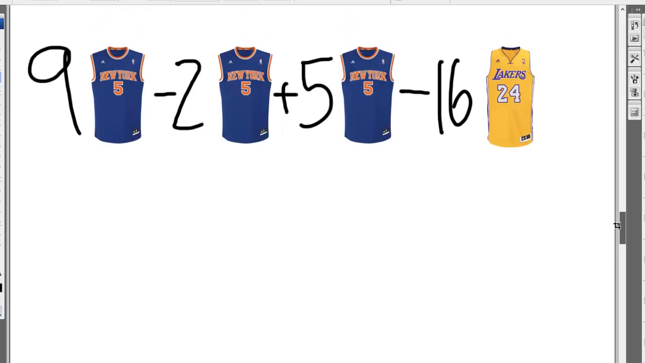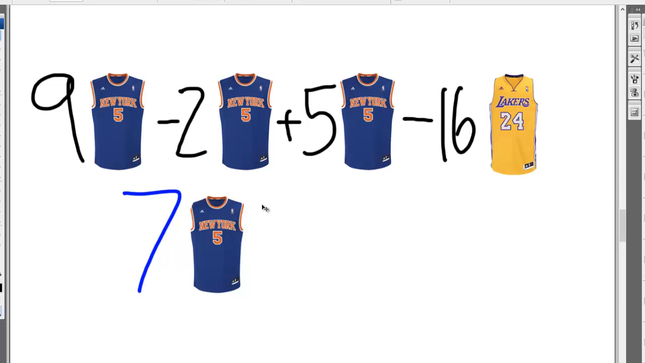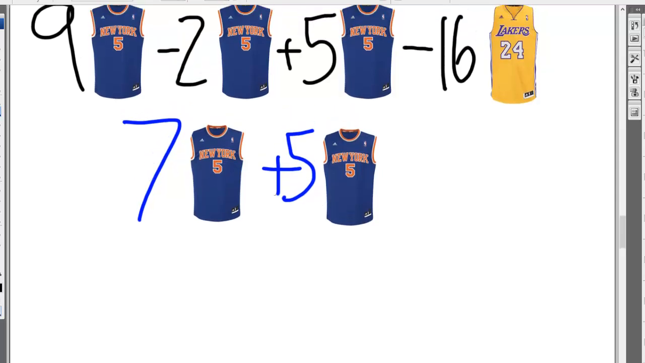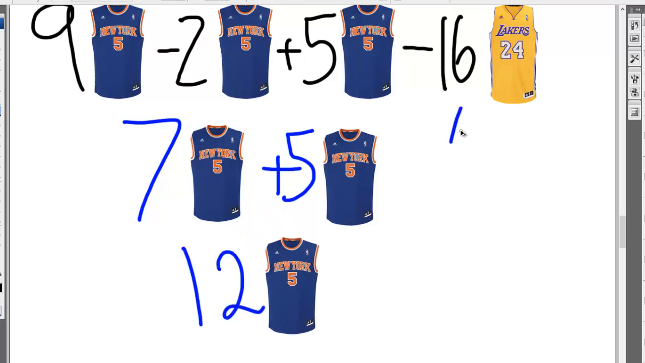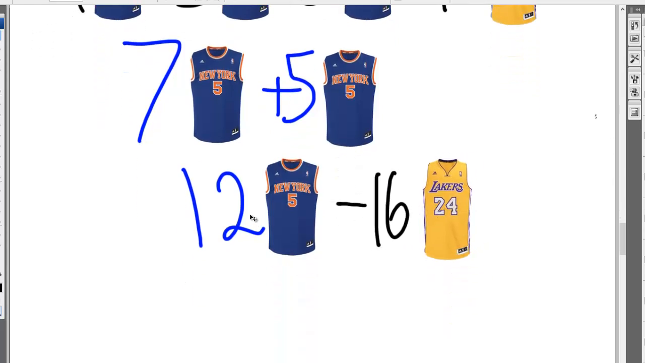So let's keep going. Oh, here we have 4 terms. So I see 9 Knicks, negative 2 Knicks, plus 5 Knicks, and negative 16 Lakers. We got 7, and what we'll do is we will bring this over, and here we've got plus 5, and we still got to combine these. So I know that 7 Knicks plus 5 Knicks is what? 12 Knicks, right? And we can't forget about the negative 16 Lakers over here, right? But we can't add that to anything. That's a variable all into itself. So we're going to simply bring this down. And here is our final answer, 12 Knicks minus 16 Lakers.